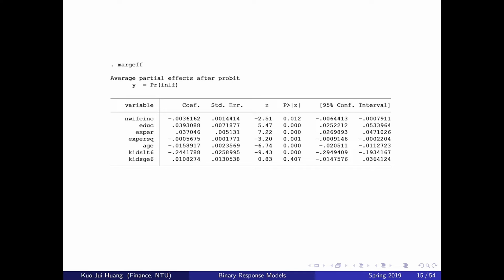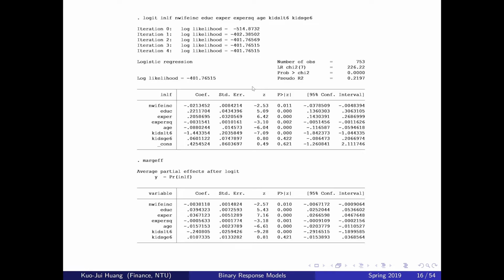Next, we estimate the APE by the margeff command, and the estimation results are as follows. As you can see, the coefficients are very close to those in the linear probability model, so the linear probability model is a good approximation of probability. We also estimate a model with logit regression and get the APEs as follows. And again, the APEs are very close to those in the linear probability model and the probit model.